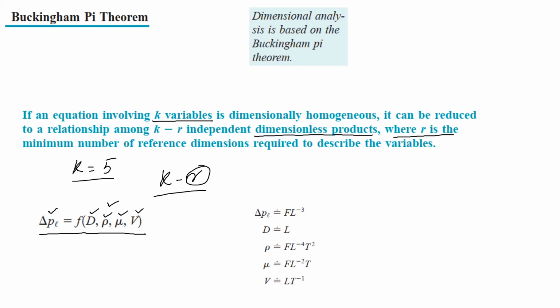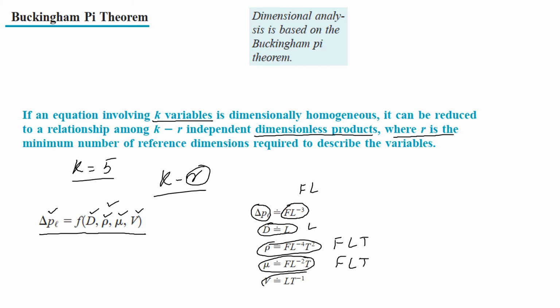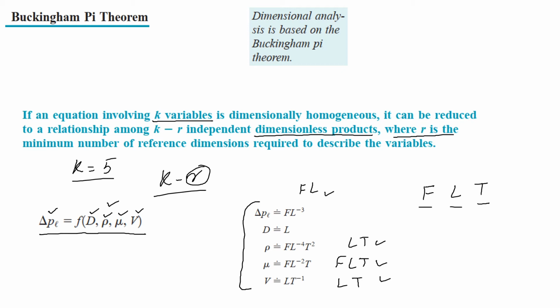So r is the minimum number of reference dimensions required to describe the variables. As you can see, the pressure drop per unit length is defined by the reference dimensions F and L, the diameter is represented by length L, the density is represented by F, L, T, the viscosity is represented by F, L, T, and the velocity is represented by L and T. So we need the minimum number of reference dimensions required to describe these variables, and we can see from here that we require a minimum of 3 reference dimensions, that is F, L, T, to describe these 5 variables and write their dimensions. This is what r is.